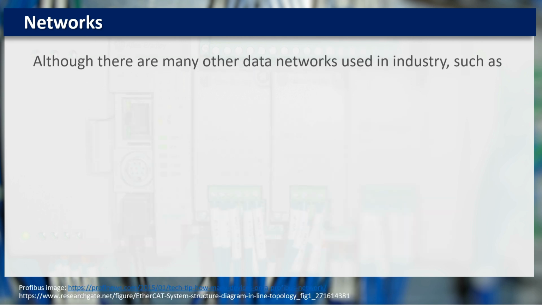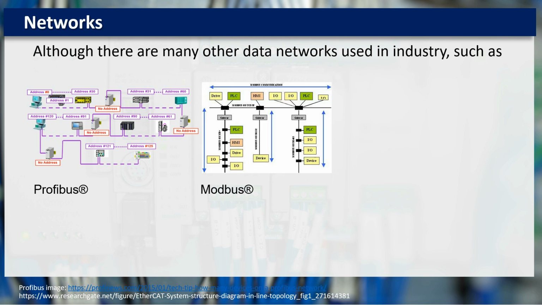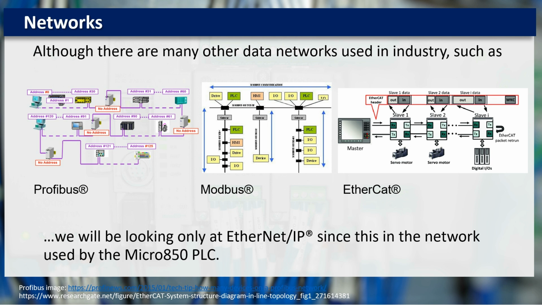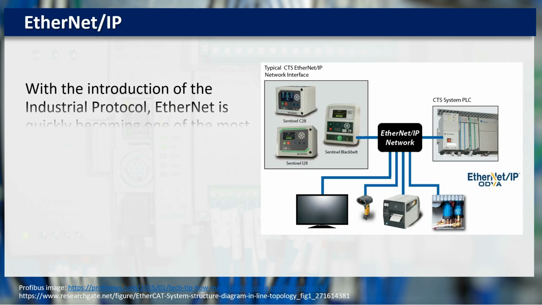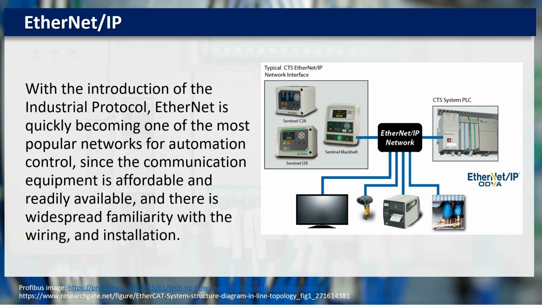Although there are many other data networks used in industry, such as Profibus, Modbus, and EtherCAT, we'll be looking only at the Ethernet over Industrial Protocol since it is the network used by the Micro 850 PLC. With the introduction of the Industrial Protocol, Ethernet is quickly becoming one of the most popular networks for automation control, since the communication equipment is affordable and readily available, and there is widespread familiarity with the wiring and installation.